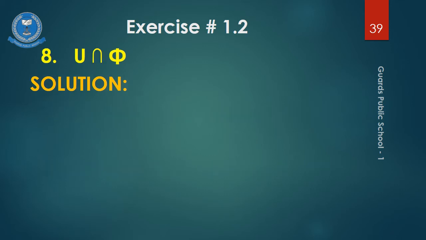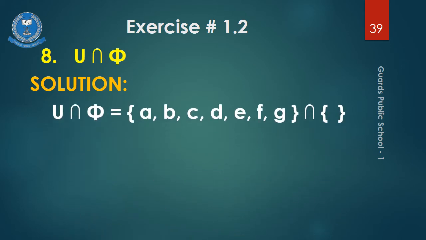Next question, question number 8 is universal set then intersection with phi. Here required is the intersection of the universal set and null set. Again after solution, list all the members. Universal set intersection null set is equal to all members of the universal set with the sign of intersection, and then null set means set without any member.